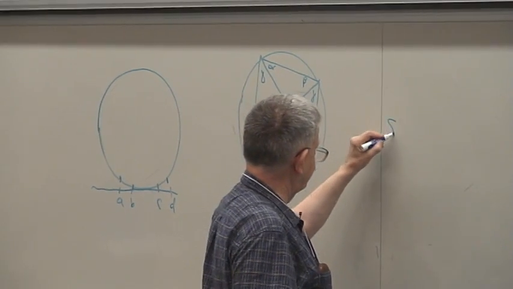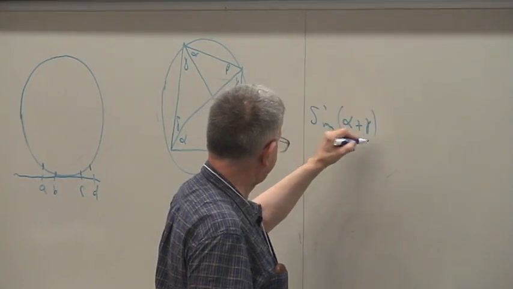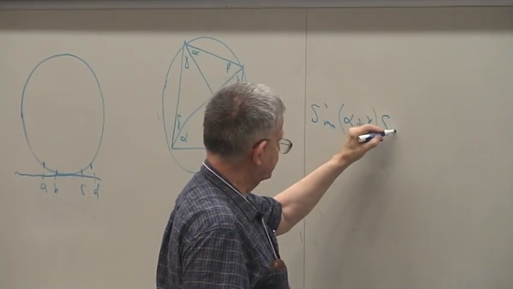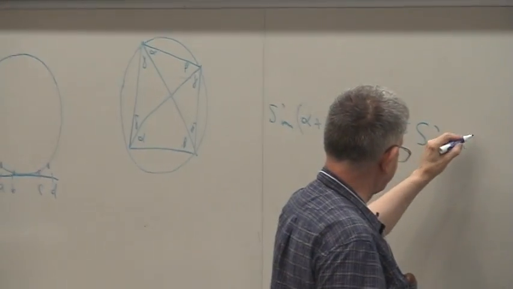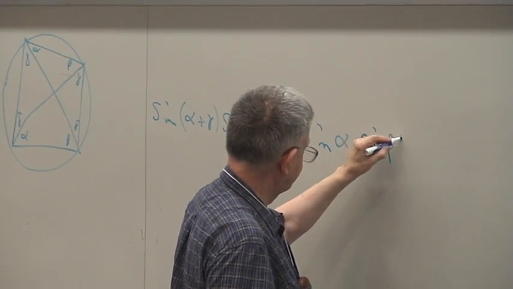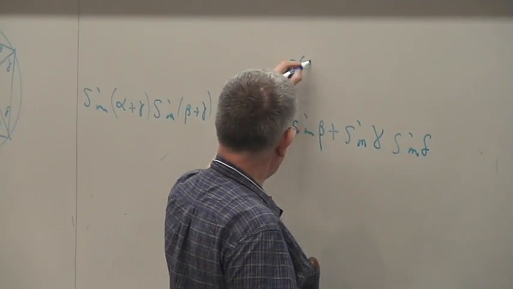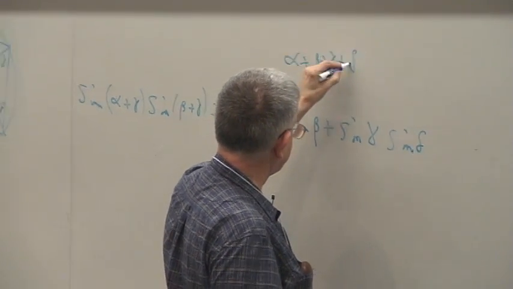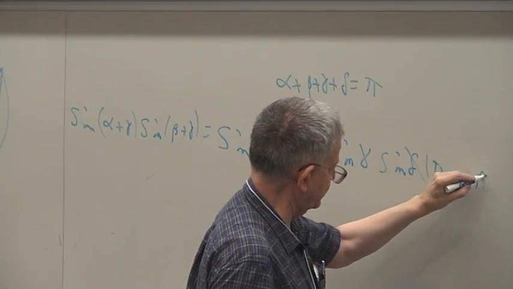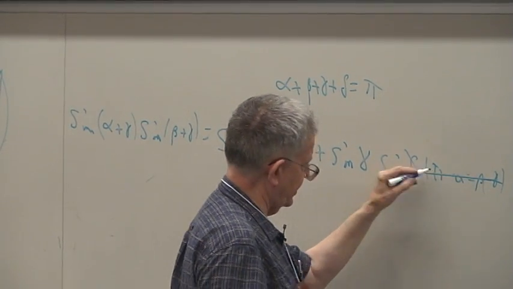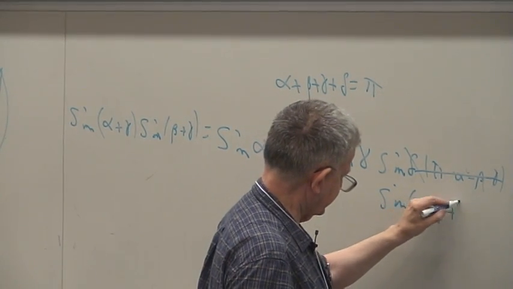And Ptolemy's theorem in trigonometric form says the sine of alpha plus gamma, which gives you this diagonal, times the sine of beta plus gamma, is the sine of alpha times the sine of beta plus the sine of gamma times the sine of delta. And alpha plus beta plus gamma plus delta is pi, and so this is pi minus alpha minus beta minus gamma. And the sine of pi minus x is the sine of x, so this is just sine of alpha plus beta plus gamma.